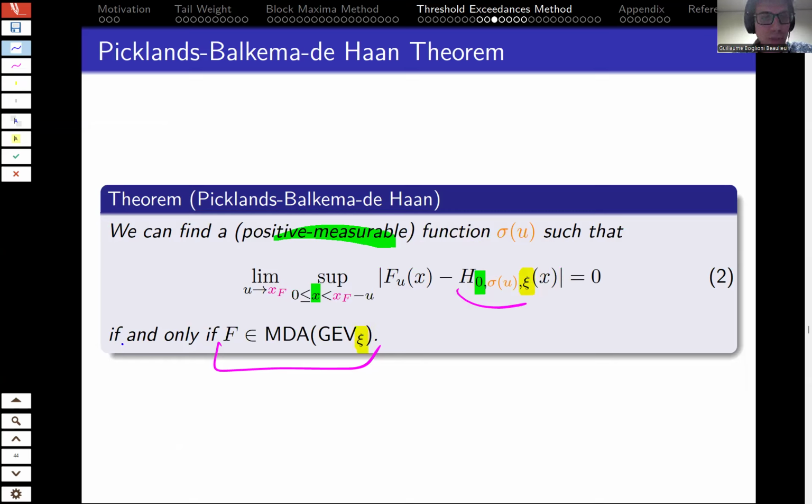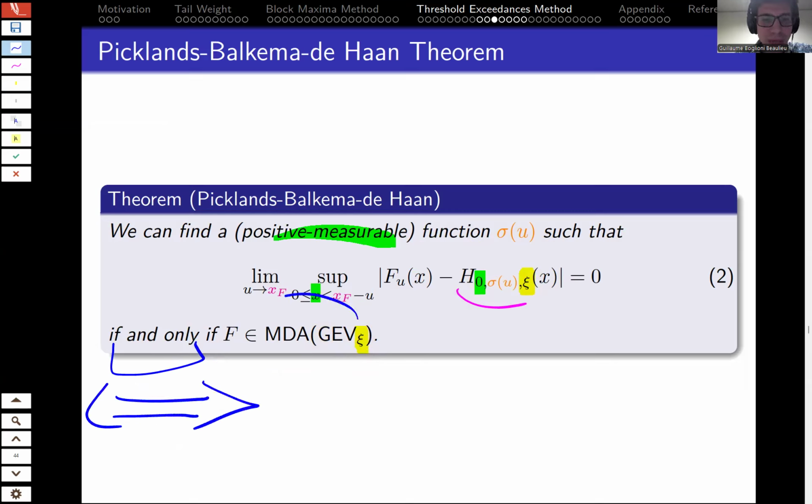Now, it is an if and only if result, which simply means that it goes both ways. Okay, so I think you know if and only if means implication on both sides. Meaning, if f is in the maximum domain of attraction of the GEV-C, then this thing is true. But also, if this thing is true, then f is in the maximum domain of attraction of the GEV. So in essence, we're saying there's a very strong connection between the distribution of a maxima and the distribution of exceedances. Recall what maximum domain of attraction of the GEV means.